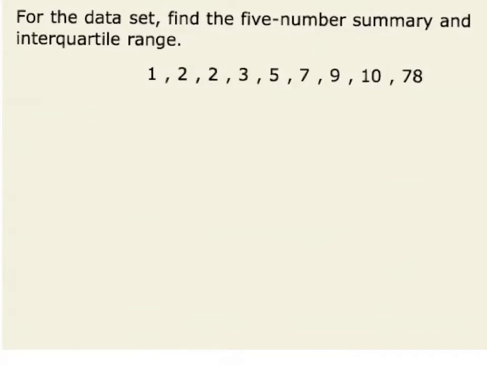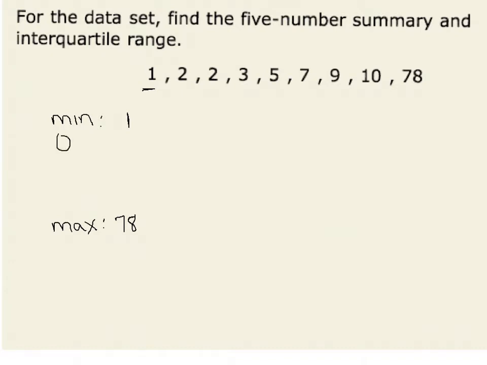In this problem, we're asked to find the 5-number summary and the interquartile range. Let us recall what the 5-number summary is. Our 5-number summary locates important values in our data set. These include the minimum value and the maximum value. We can see from our data set that the minimum is equal to 1 and the maximum is equal to 78. We also want to find our quartiles as part of our 5-number summary.